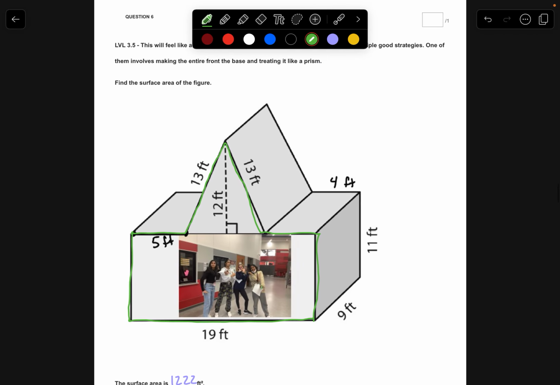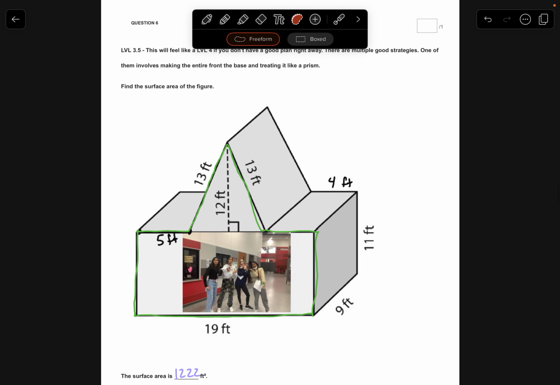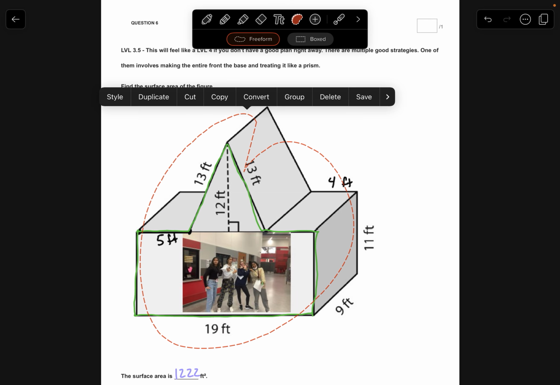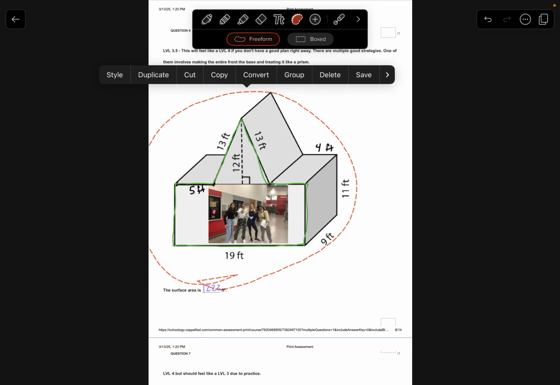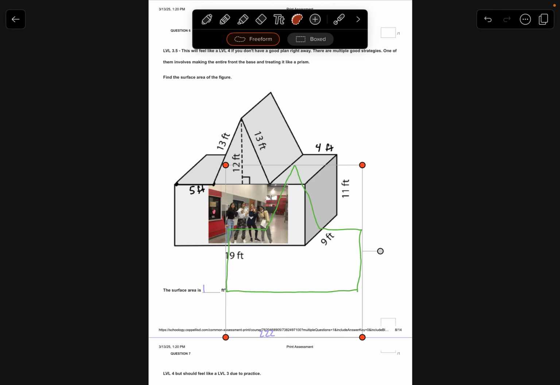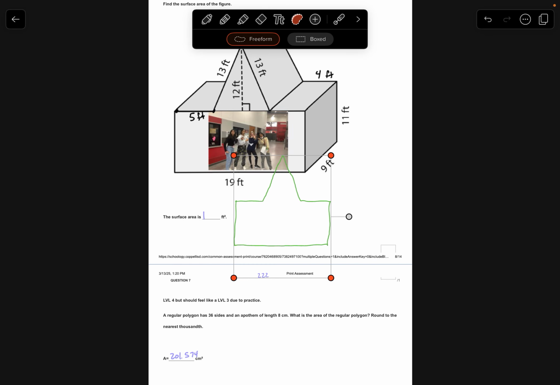So I've got this shape. Is it the same shape all the way throughout from the front to the back? Yes. If it smells like a prism, if it looks like a prism, you treat it like a prism. So this green shape is what I want to work on. I'm going to pull it down here and make it a little bit smaller so I can work on it.